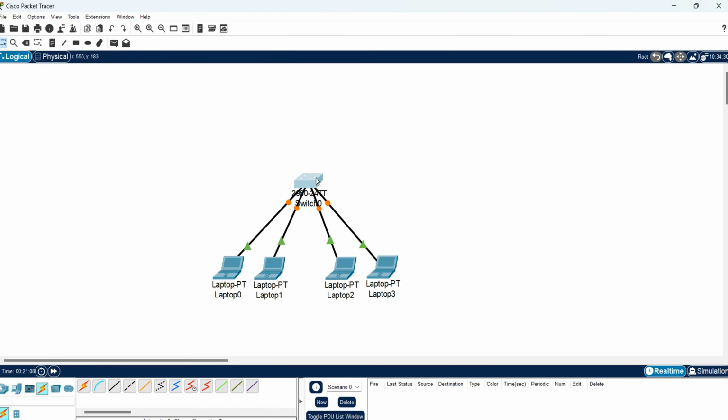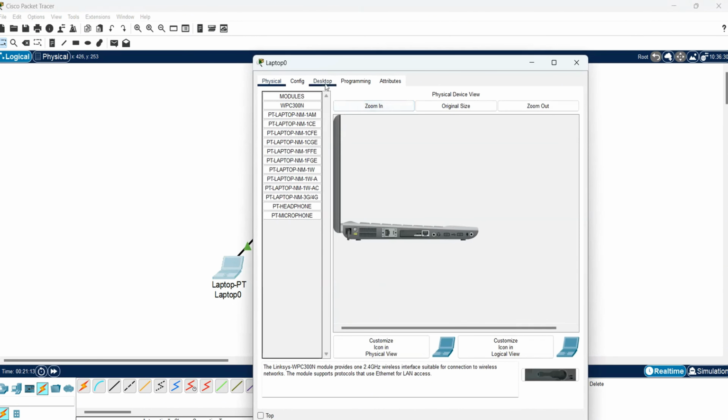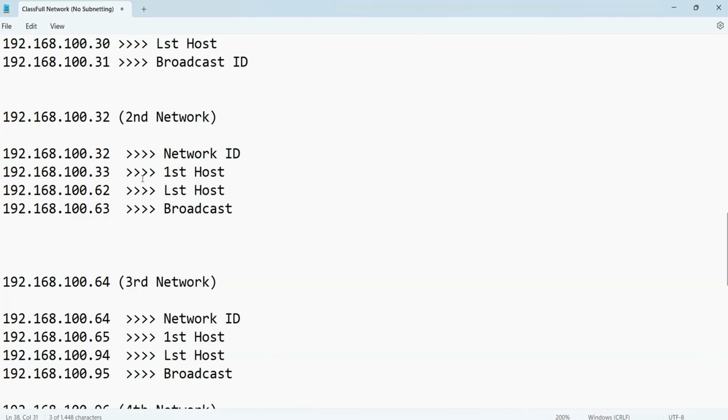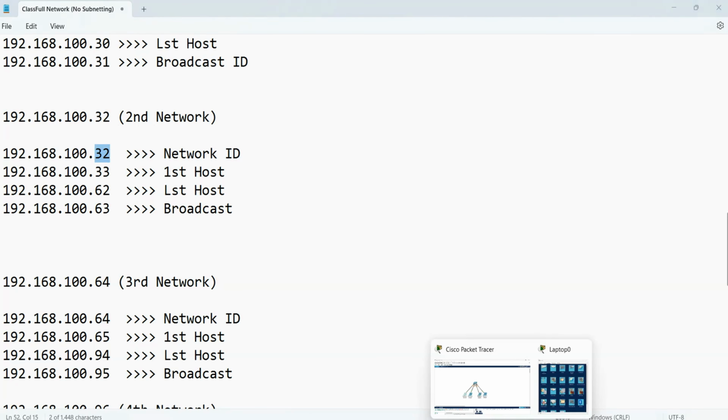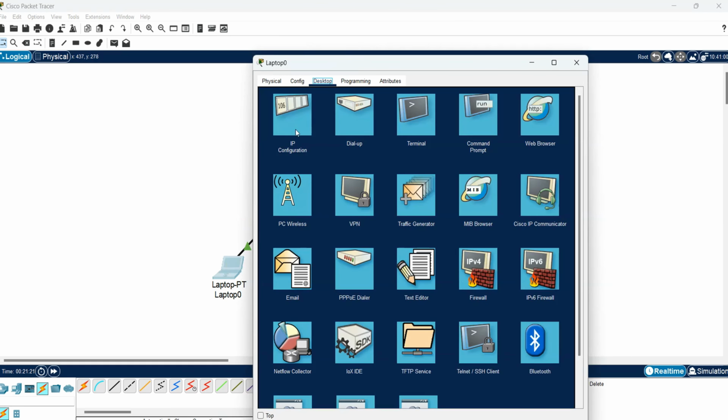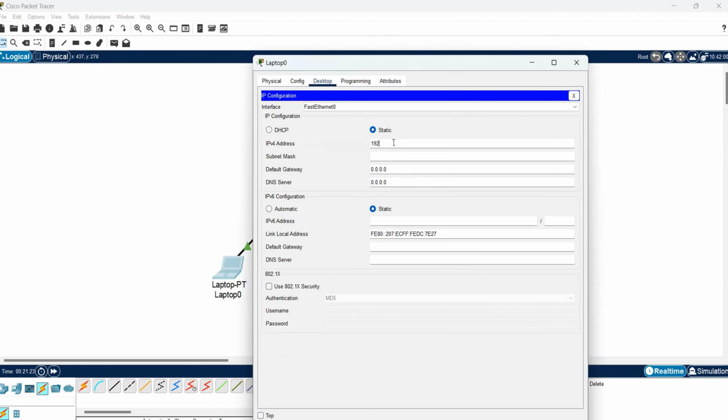See that? I have 4 connections. And I go ahead and I open this laptop and I go to desktop. And let me say I want to put something from the 32 network. I cannot put 32. Let me prove that. Watch this. So if I go over here and I say 192.168.100.32, you're going to tell me, like, we cannot do that.